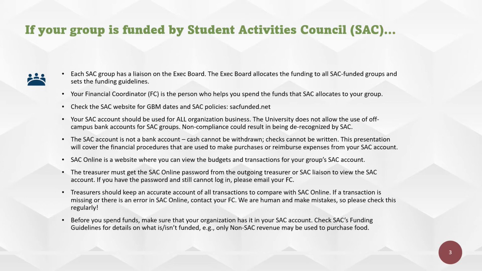SAC Online is a website where you can view the budgets and transactions for your group's SAC account. The treasurer must get the SAC Online password from the outgoing treasurer or SAC liaison to view the SAC account. If you have the password and still cannot log in, please email your FC. Treasurers should keep an accurate account of all transactions to compare with SAC Online. If a transaction is missing or if there is an error in SAC Online, contact your financial coordinator. We are human and we make mistakes, so please check this regularly.